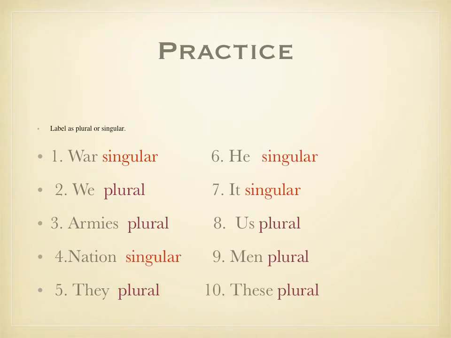And these are the answers. I think they're pretty self-explanatory. Armies obviously refers to one or more army. Nation, to one nation. They, if you're talking about they, you're talking about more than one person. He is singular, it is singular. Us, again, more than one. Plural, men, more than one, plural. And these, more than one, plural.